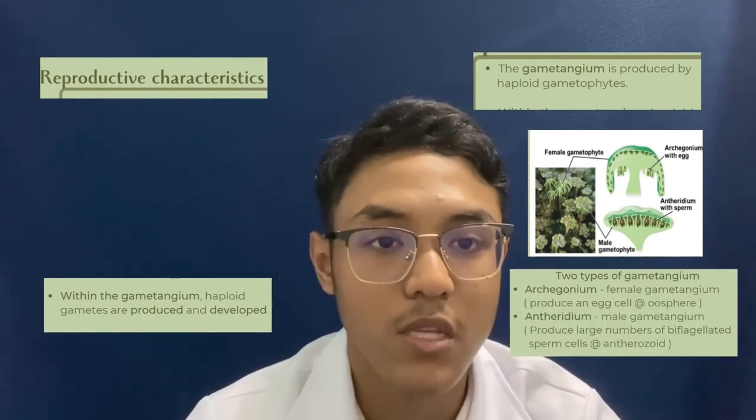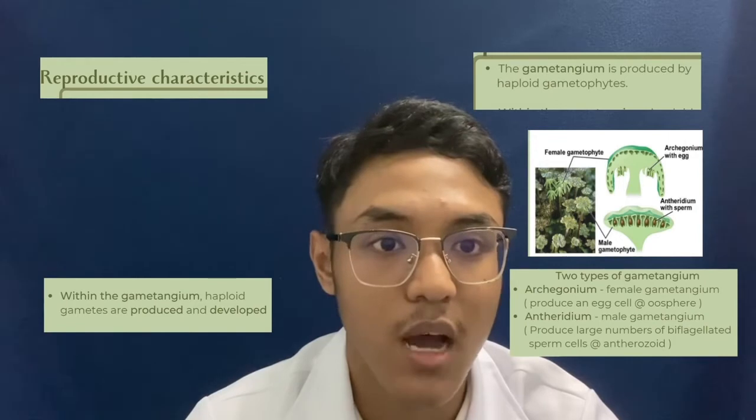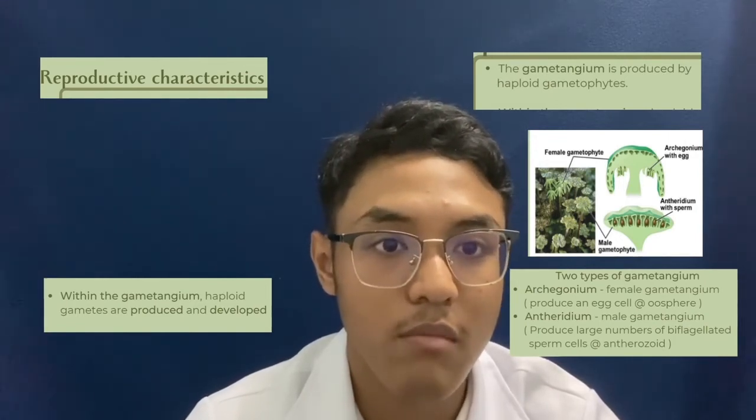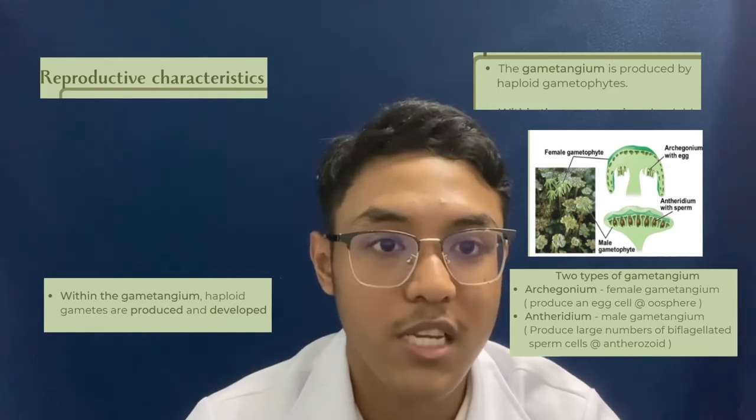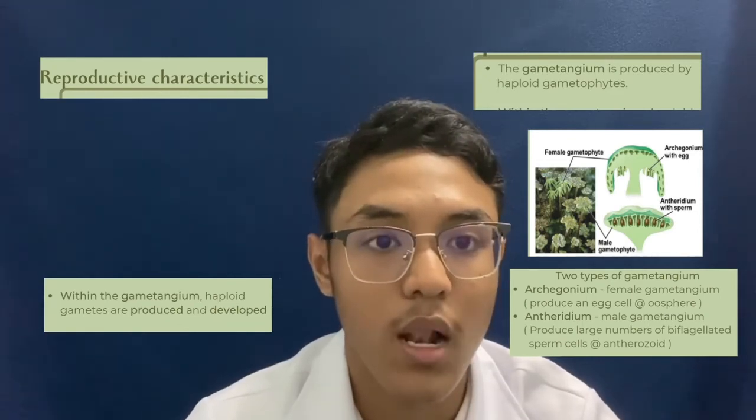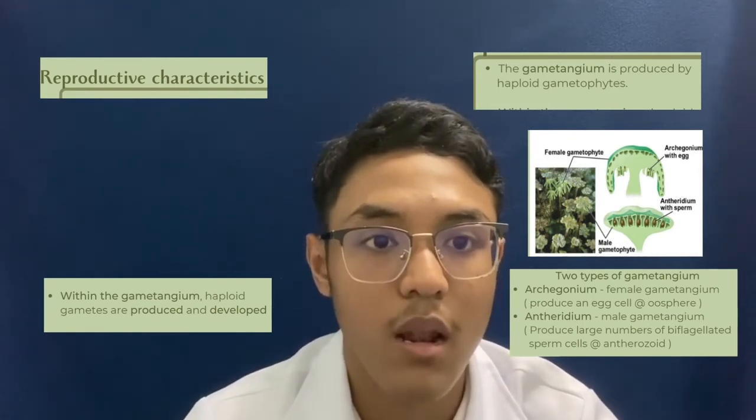There are two types of gametangia, which are archegonium and antheridium. Archegonium is a female gametangium which produces an egg cell, while antheridium is a male gametangium which produces biflagellated sperm cells. Now let's move on to the classifications. There are phylum Hepatophyta, phylum Bryophyta, and also phylum Anthocerophyta. Now let's go in depth with phylum Bryophyta.